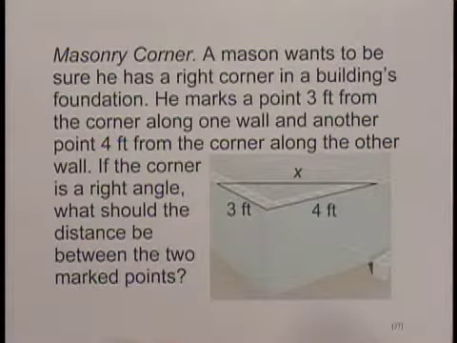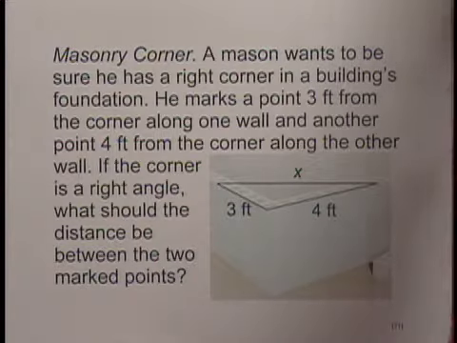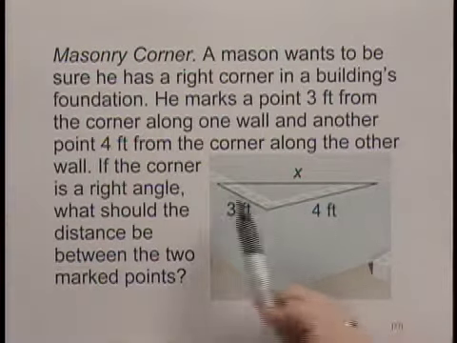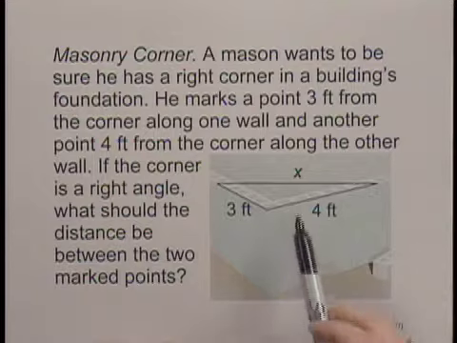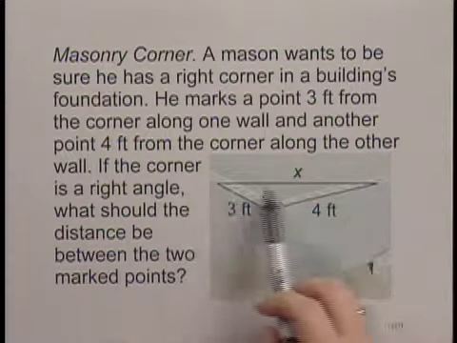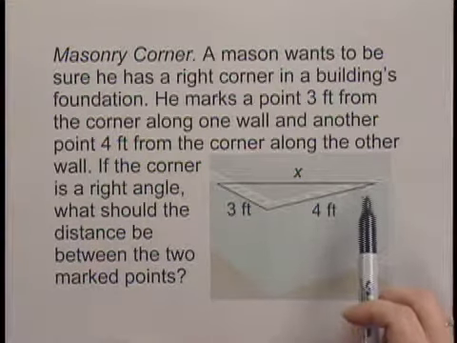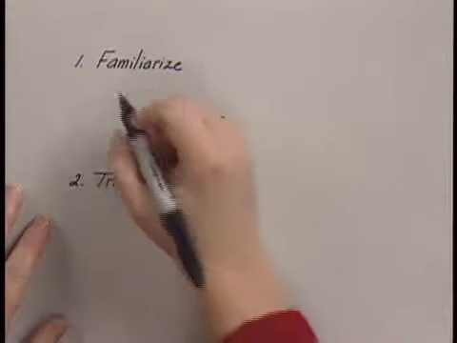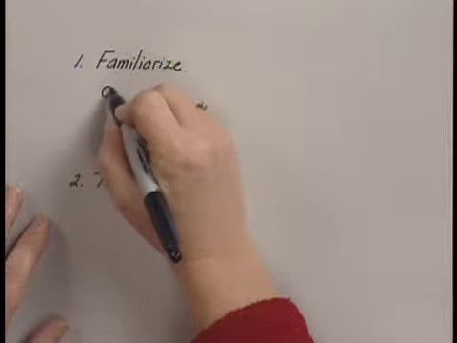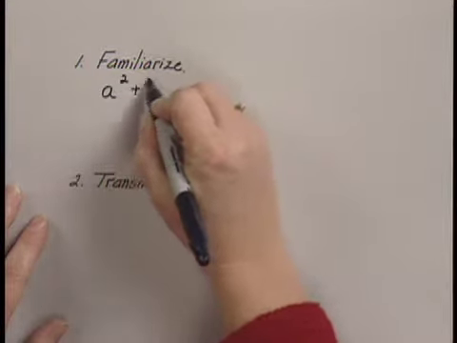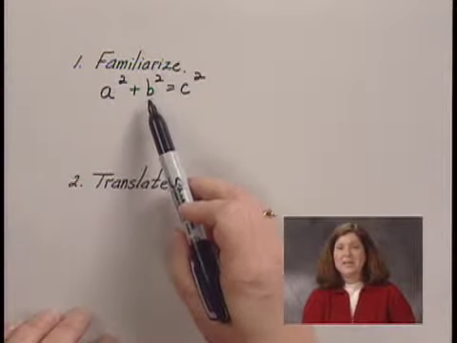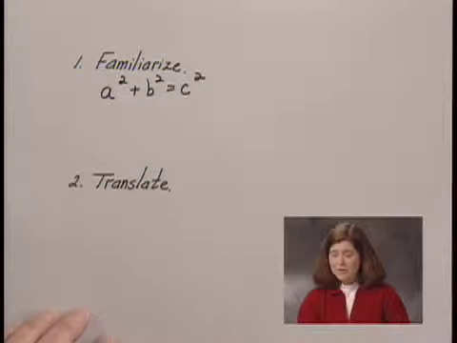We're going to solve this using the 5-step problem-solving process, and our first step would be to familiarize ourselves with the situation. We don't have to draw a picture because we already have a picture drawn, and we have the sides labeled. What we notice is we have a right triangle, and we need to remember that when we have a right triangle, we can use the Pythagorean equation a squared plus b squared equals c squared, where a and b are the legs of the right triangle and c is the hypotenuse.